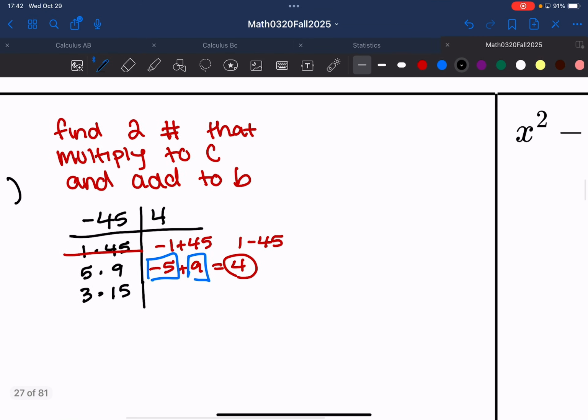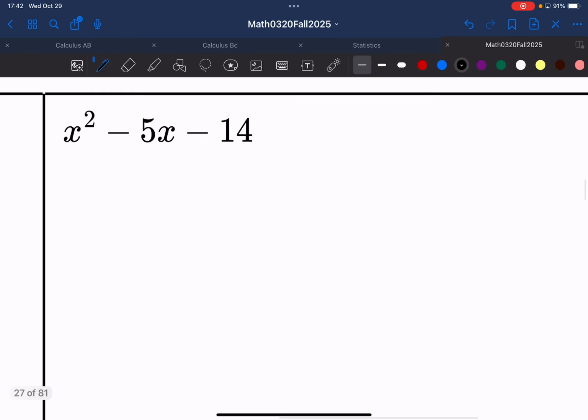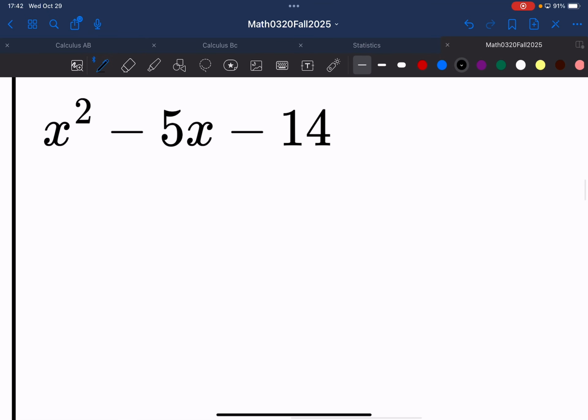So let's try another one. Okay, so first labeling our a, b, and c. What is a? 1. Remember, it's always the number in front. Okay, and if we don't see a number, we assume it's 1. What is b? -5. Remember, it's only the number. And then what's c? -14. And I'm putting those there to remind myself it's not just 5, but -5. And it's not just 14, it's -14.